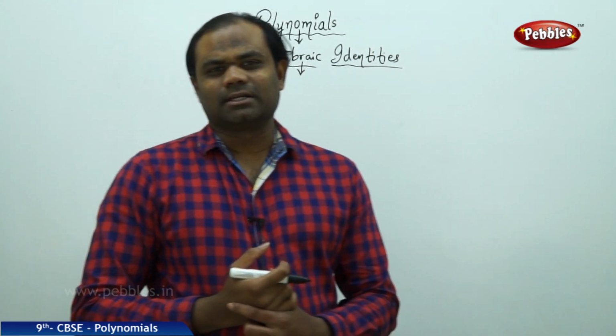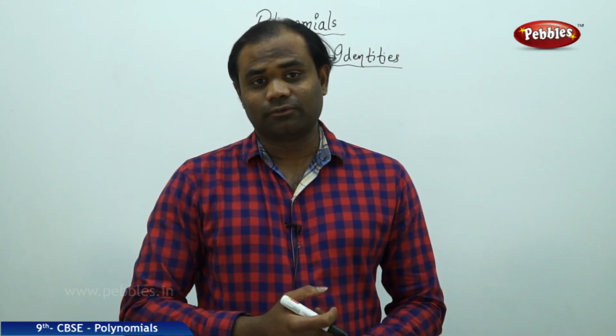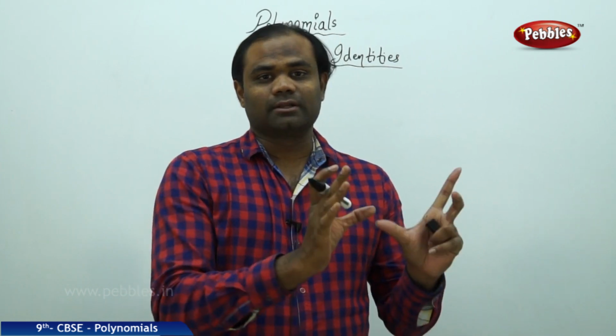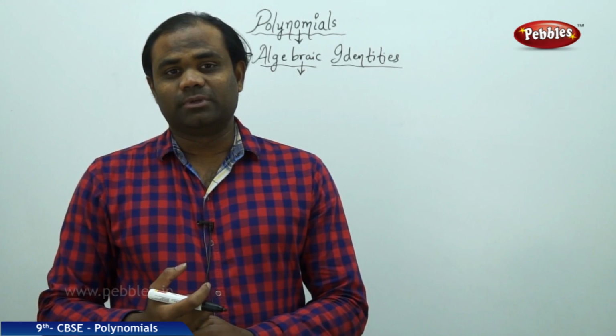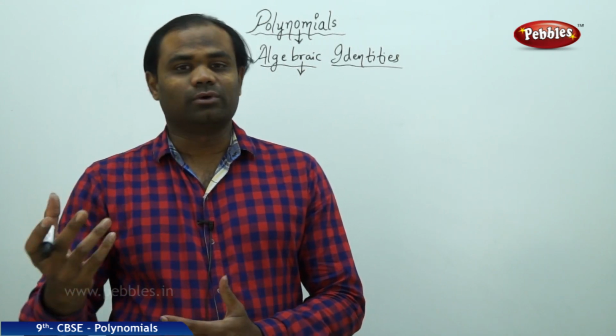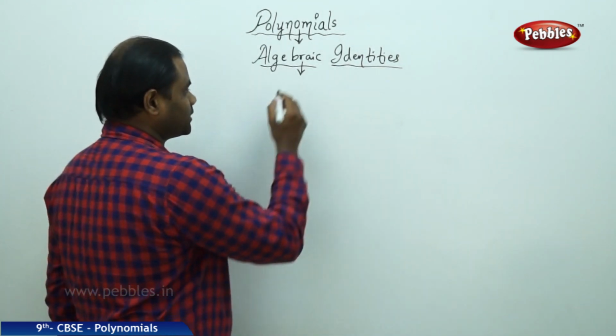Algebraic identities are the formulae which are said to be universally true for any variable. The left hand side will universally be equal to the right hand side, however be the value of the variable belonging to the set of real numbers. So let's see some of the algebraic identities.